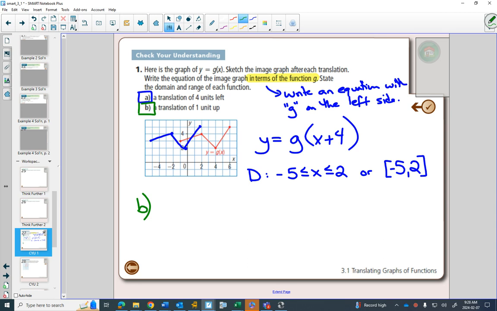I'm going to switch to green for B. Here we want to move things 1 unit up, so I take each of my points and shift them 1 up, connect the dots. Well, I'm not very good at connecting dots. Wow, that's a very big eraser. There we go.